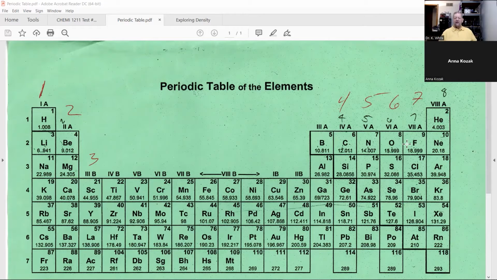The most electronegative element is fluorine. And oxygen is pretty electronegative. Chlorine, bromine, and iodine are too, but fluorine and oxygen especially. Now, let's talk about what this means. Here's hydrogen all the way over on the left. And oxygen is almost all the way on the right. So hydrogen is less electronegative than oxygen.